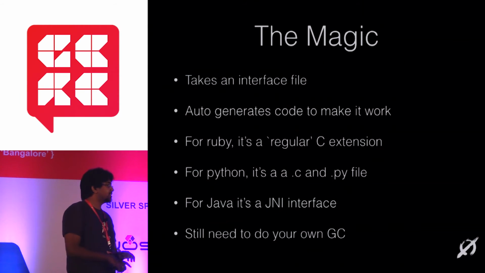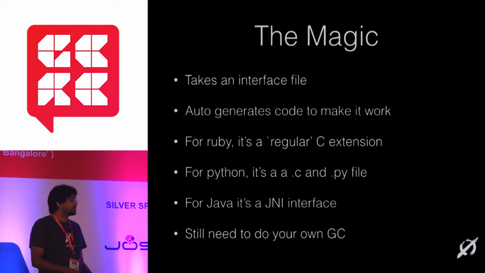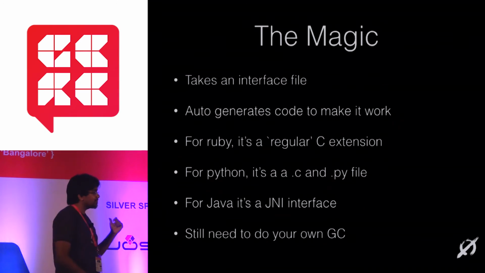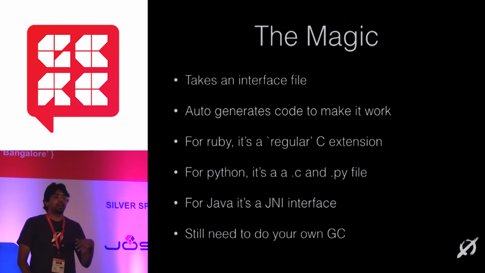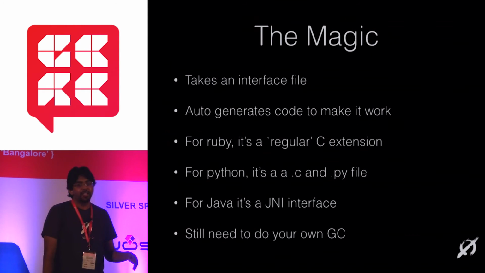For Java, it builds a JNI interface. And of course, you still will have the same GC problem that you had while we were discussing FFI. But in general, Swig actually works pretty well. There are a couple of Ruby gems out there that are built using Swig.